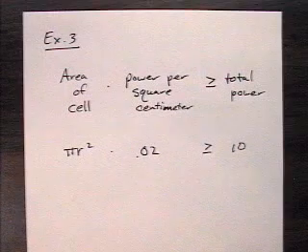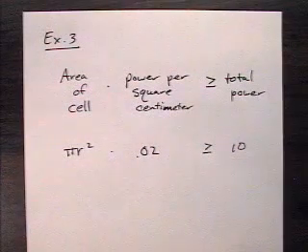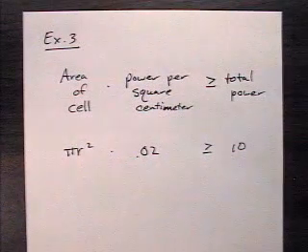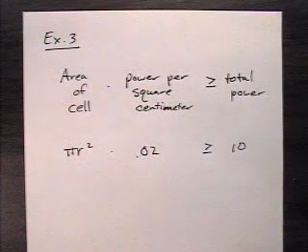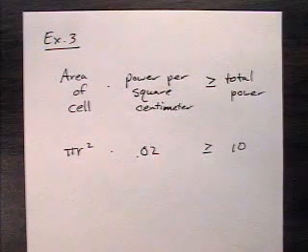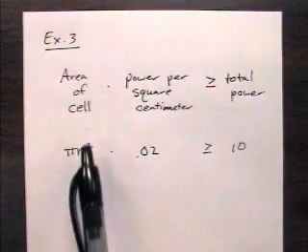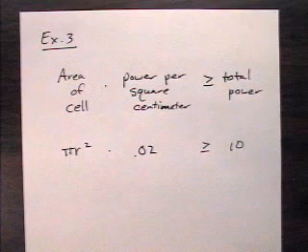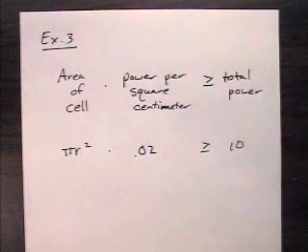Okay, in example 3, it says a solar energy. A company manufactures solar cells that produce 0.02 watts of power per square centimeter of surface area. A circular solar cell, well, that's where we get the area of the cell. It's a circle, so it's pi r squared. Needs to produce at least 10 watts. What is the minimum radius?